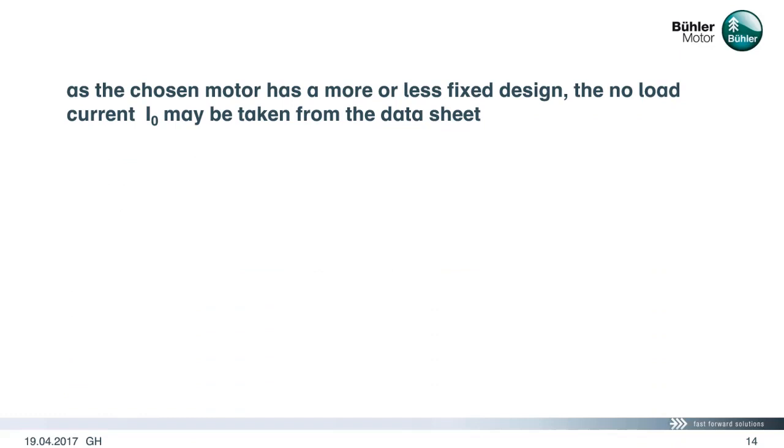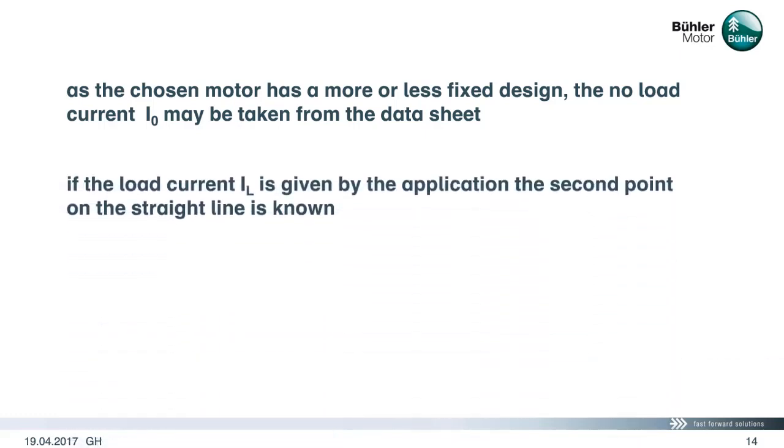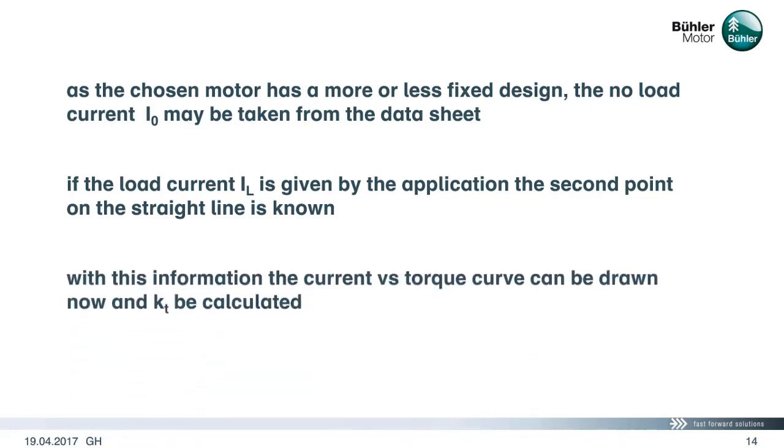As the chosen motor has a more or less fixed design, the no-load current I sub-zero may be taken from the datasheet. If the current I sub L is given by the application, the second point on a straight line is known. With this information, the current versus torque curve can be drawn now, and KT may be calculated.